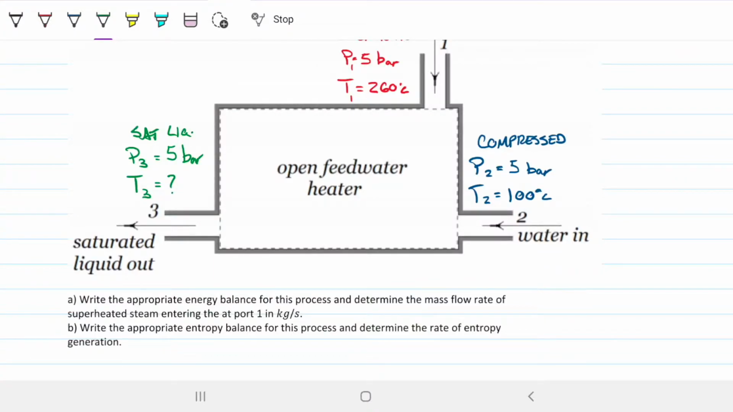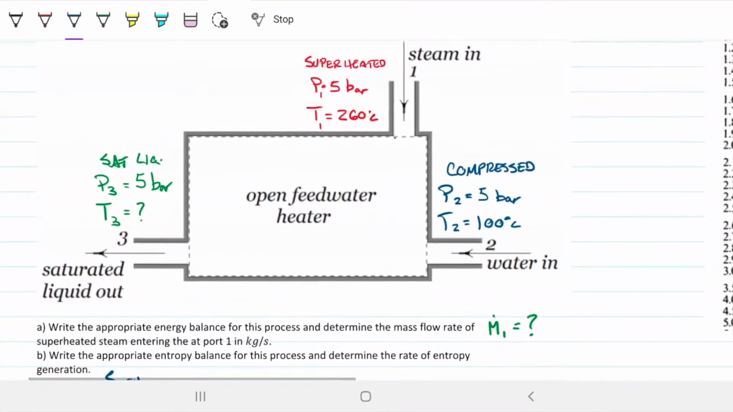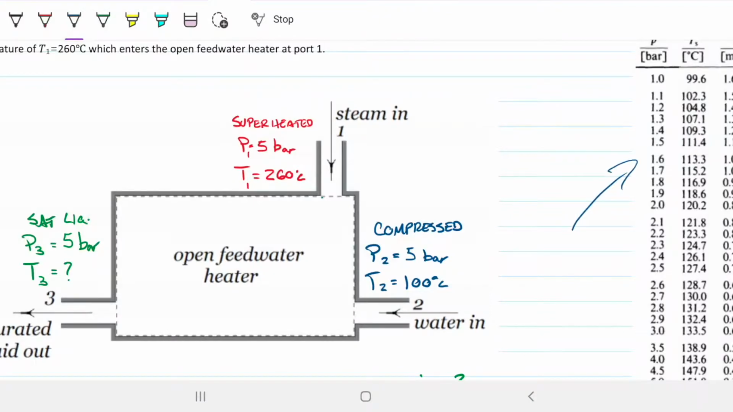Cool. So we are to write the appropriate energy balance for this process and determine the mass flow rate of superheated steam entering on port 1. So we want to know what is this one here. It's right here in this corner. M1, what is M1? And write the appropriate entropy balance for this process and determine the rate of entropy generation. So it wants us to find Sgen, entropy generated.